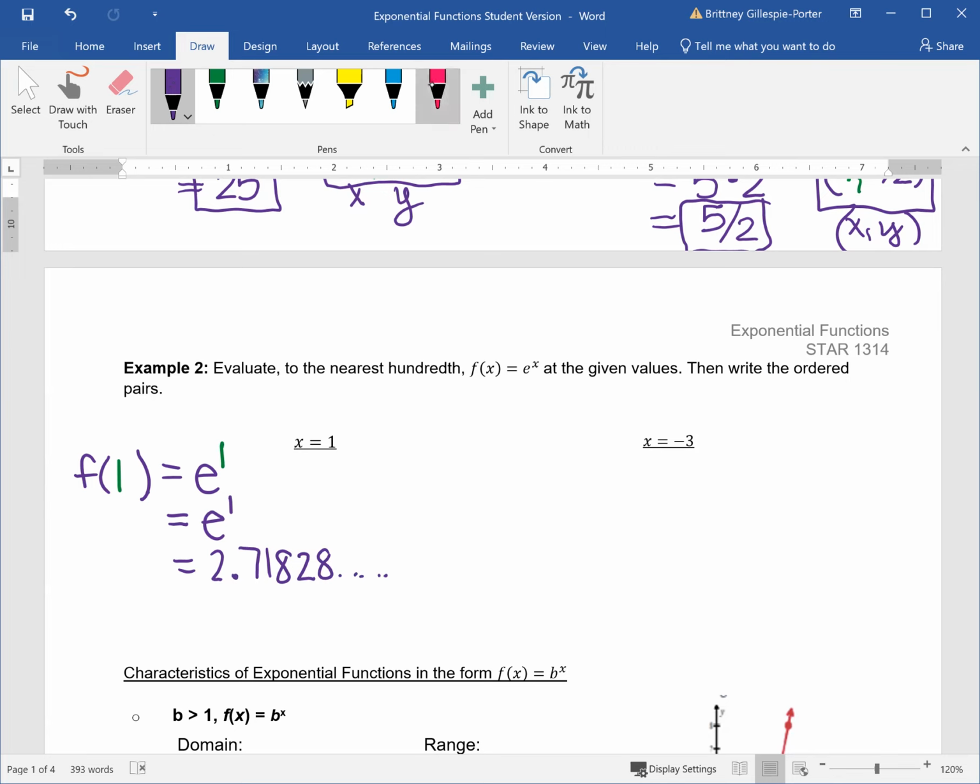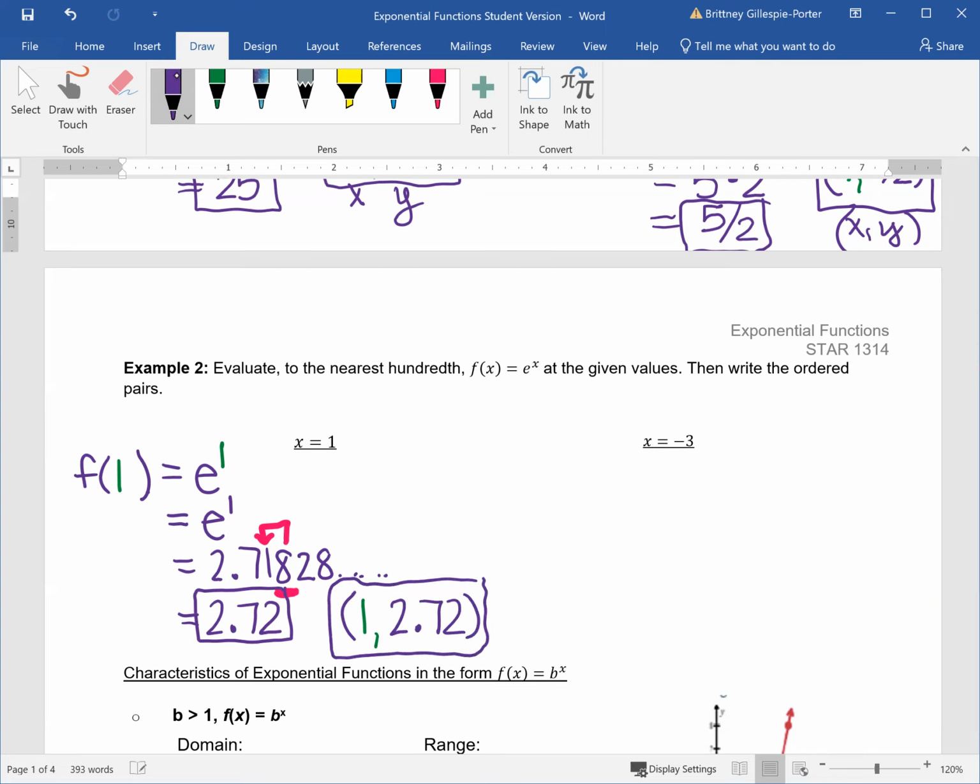We need to round to the nearest hundredth, which is 2 decimal places. So if we look at the third decimal place, 8 is enough to round us up, because remember, 5 and up, round up. 4 and lower, stay low. So we get 2.72. To write my ordered pair, my x value comes first, and we plugged in 1. My y value, which came second, was 2.72. So my ordered pair is 1 comma 2.72.